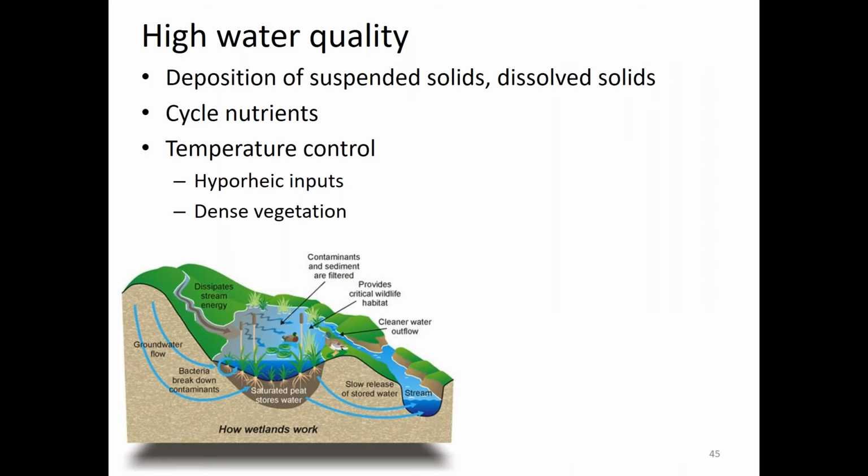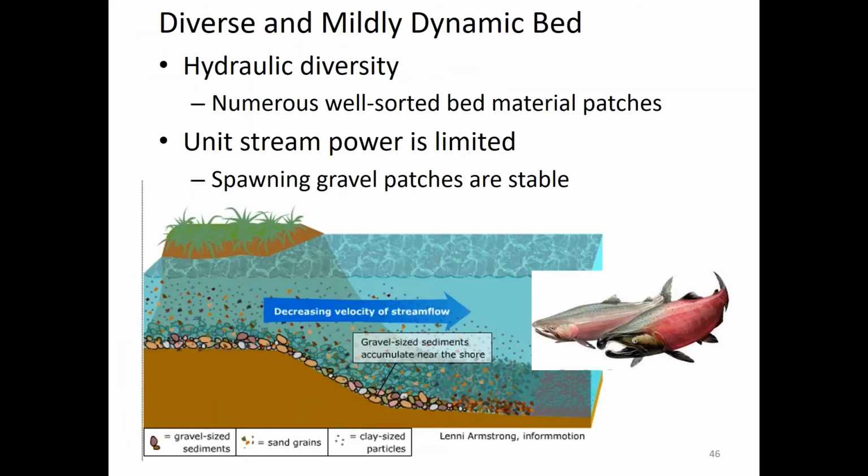Very high water quality through the deposition of suspended solids and dissolved solids, cycling of nutrients, and temperature control through hyporheic inputs and vegetation overlying it. A diverse and mildly dynamic bed with lots of hydraulic diversity, so it delivers numerous well-sorted bed material patches. And because unit stream power is limited, spawning gravel patches are much more stable and not washed away during high flows, like is common in the single thread channel versions of these alluvial valley streams.